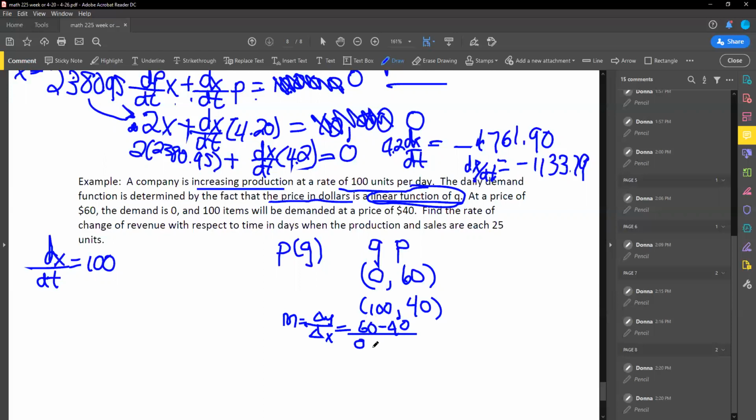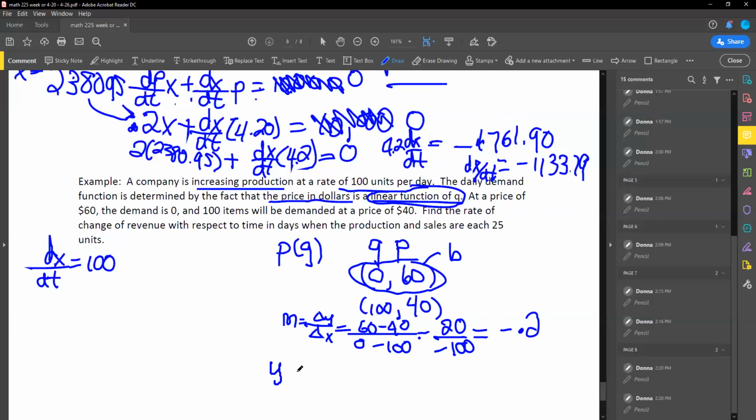over 0 minus 100. So I get 20 over negative 100, which is negative 1/5. So I'll just make it negative 0.2. That's the slope of the line. Now, I need a point. I can use a point to find it, or I can use the y-intercept. I know that when x is 0, y is 60. So that's my y-intercept. That's your b.